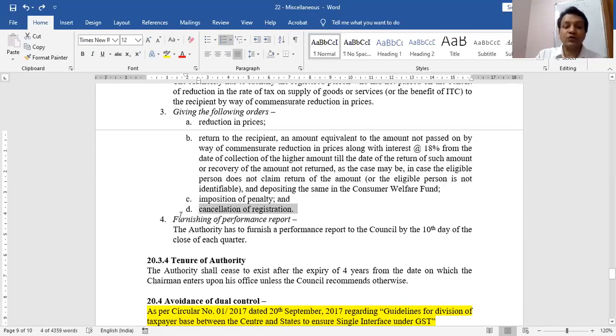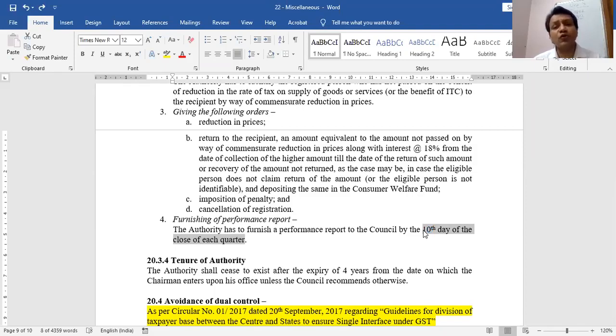And this authority has a duty also: it must furnish or file a performance report to the GST Council by the 10th day of the close of each quarter, so that the GST Council can check whether this authority is actually doing some job or not. These are the provisions and duties of the authority.